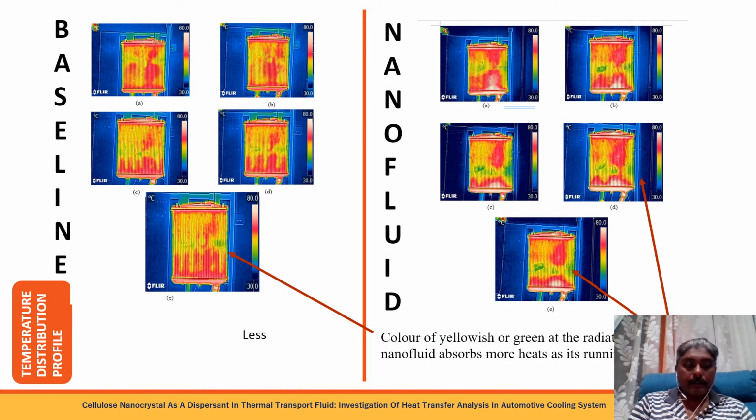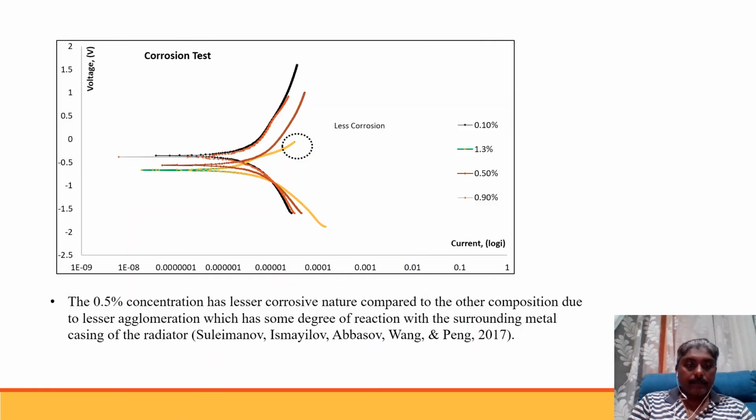So this is a thermographic image that we took for the nanofluid, and we can see the highest distribution of the heat is at the center of the radiator. We also did a corrosion test to see whether the liquid is corrosive to the radiator, and we can see that there is little corrosion in this figure.